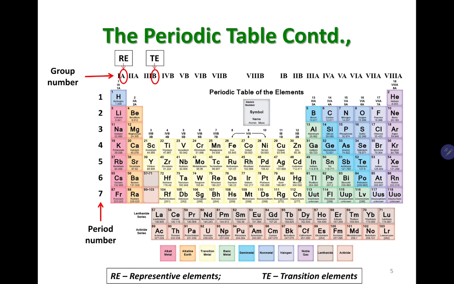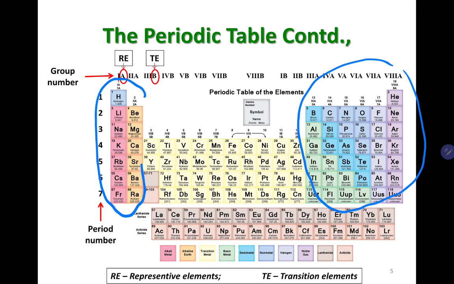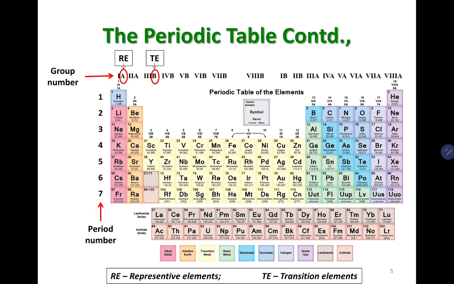So in chemistry, the first two groups and the last six groups, a total of 8 groups, these 6 plus 2 groups are called representative elements. So any element that you have in the last 6 or the first 2, those elements are known as representative elements. And the elements that you have in the middle, these elements right here, we call them transition elements.